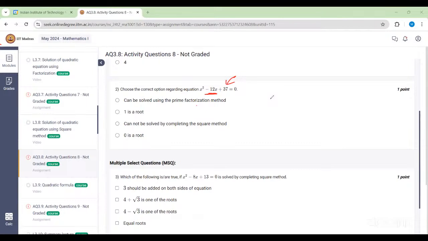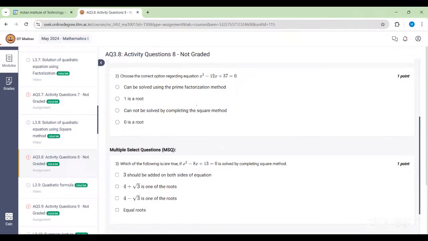Why is it not solved by the completing the square method? See, on the right hand side, we are getting minus 1, right? x minus 6 the whole square equals minus 1. So we cannot take the square root because minus 1 is there. That's why. Any negative quantity, if you get at the right hand side, you cannot take the square root. Also, I am confused; I think prime factorization method is that method only. You have to find two numbers whose sum is minus 12 and whose product is 37, something like this, maybe.